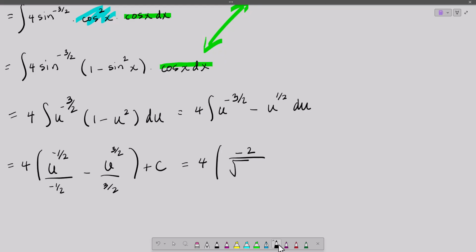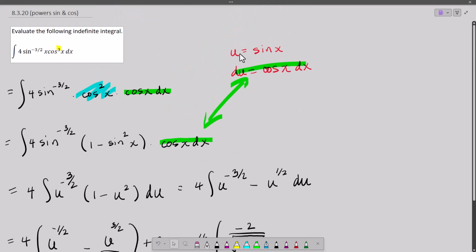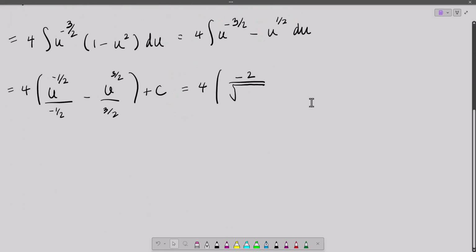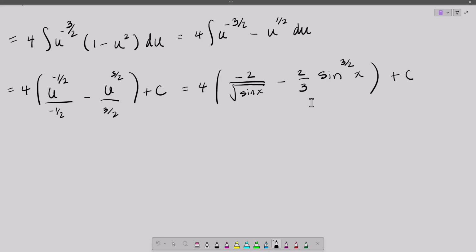So let's do our back substitution. We know that u is equal to sine of x from up above. And so we're going to take that, any place we see a u, we'll replace it with sine of x. So in here, we're going to have sine of x. And then minus, dividing by 3/2 is the same as multiplying by 2/3. And we're going to have u to the 3/2. Well, u is sine of x. So we'll have sine of x to the 3/2. And then plus c.